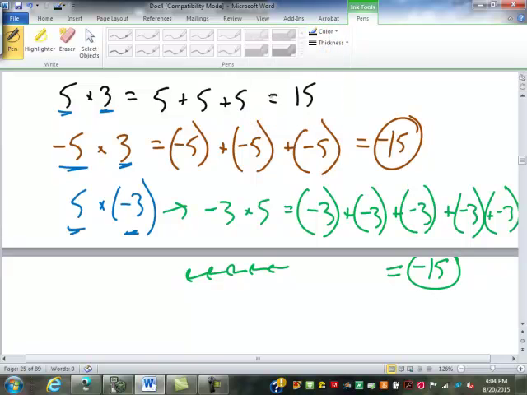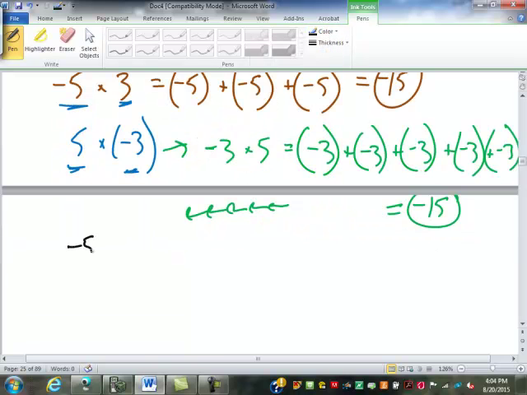Here's the stumper. Now remember, if there's no symbol between the number and the parentheses, it means multiply. So that's -5 times -3. We just said we can't take something and add it to itself -3 times. So we can't take -5 and add it to itself -3 times. We can't even switch the order around because we can't take -3 and add it to itself -5 times. Our definition of multiplication breaks down here. There is no way to multiply those according to the definition of multiplication.